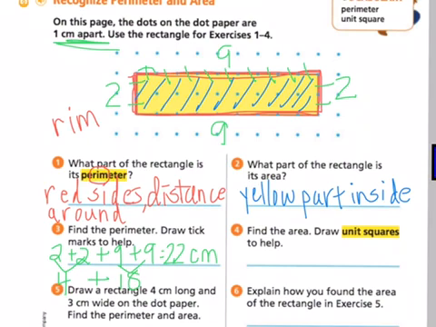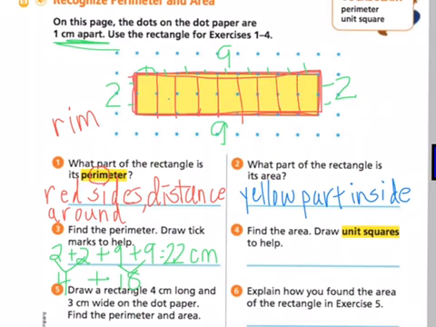Next, we're going to find the area. Draw unit squares to help. I'm going to use my eraser to get rid of all this blue in the middle because they want us to, and I'm going to get rid of some of the red. Okay, so they want us to draw unit squares. So here's how you draw unit squares. You make the lines like this to draw our unit squares, and then here is our next line for unit squares. So if we were trying to figure out the area of this, we could count by ones.